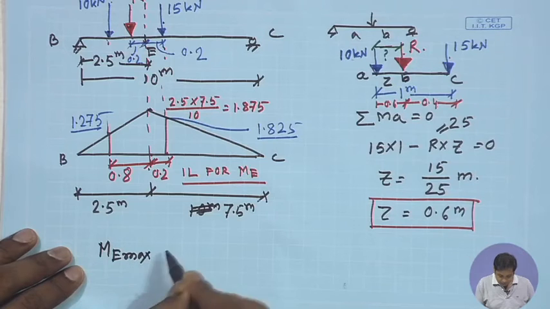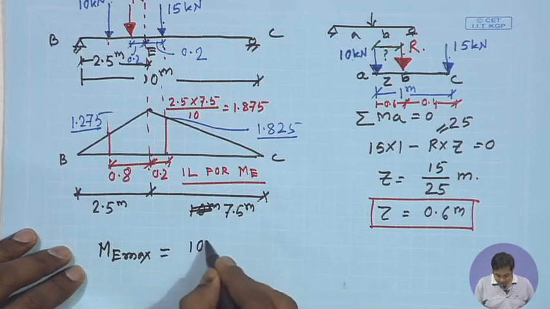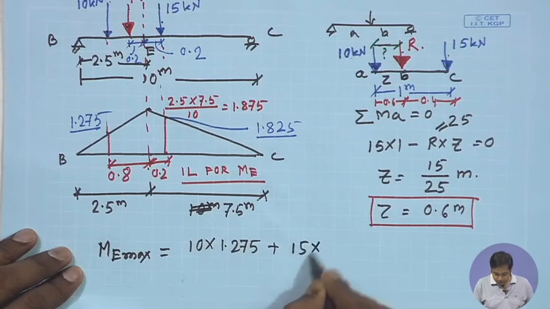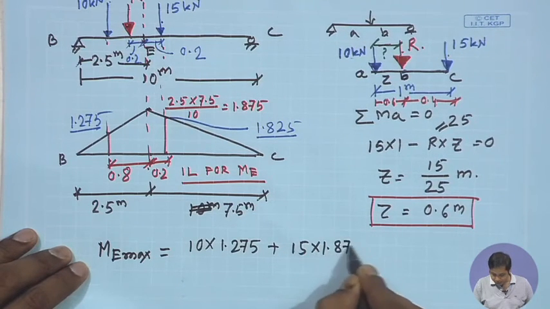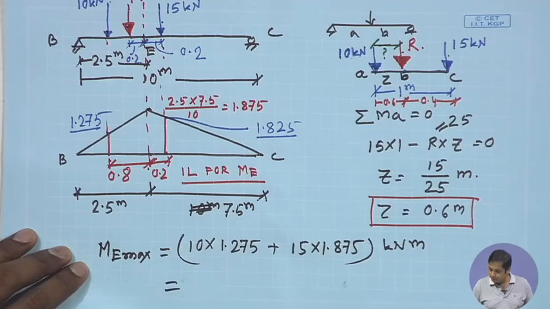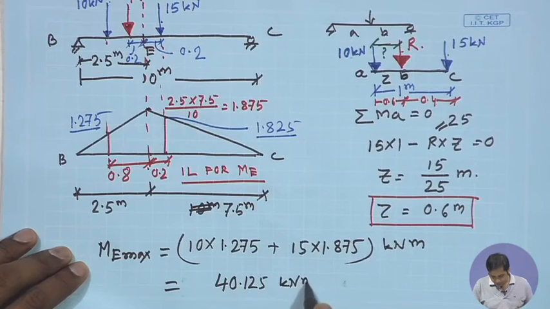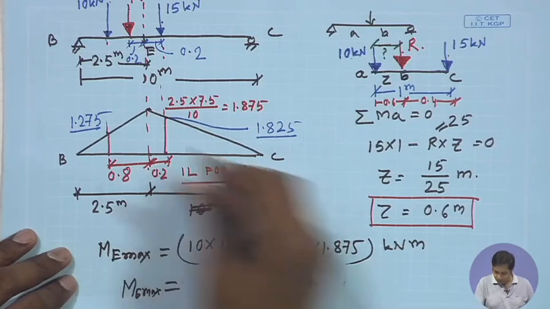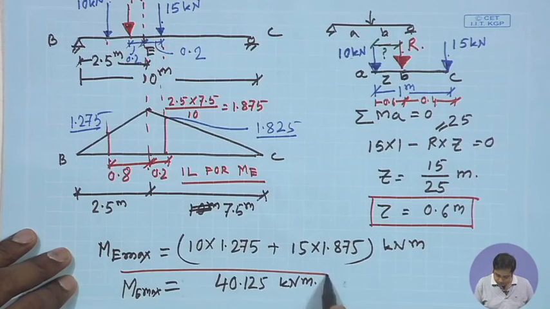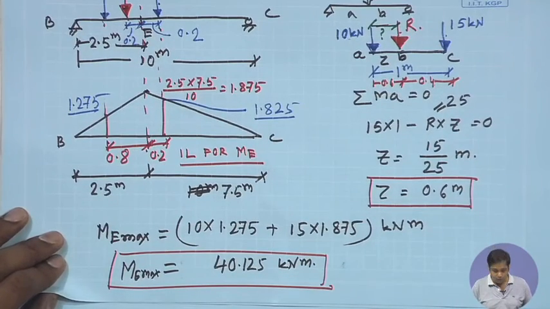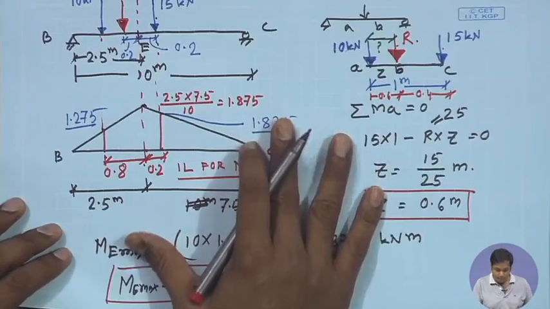Okay. So, bending moment ME max will be 10 into 1.275 plus 15 into 1.875 meter, and this will be 40.125 kilonewton meter. This is ME max. All this calculation, please do it yourself and check whether you are getting these values or not. Okay. This is for maximum bending moment.